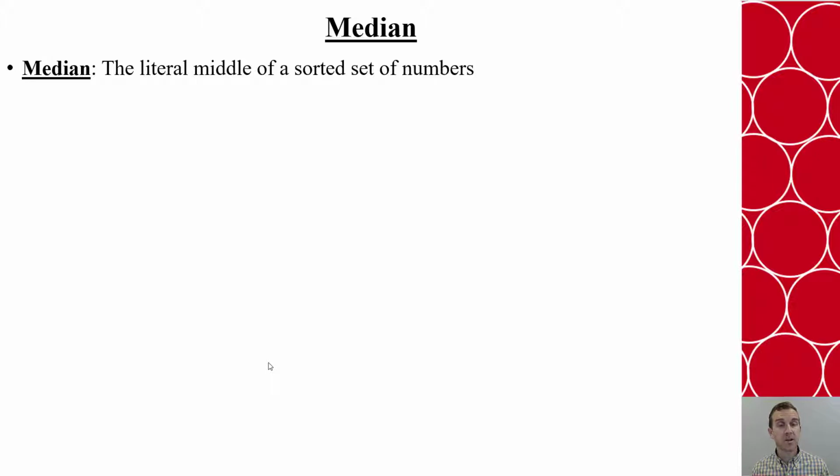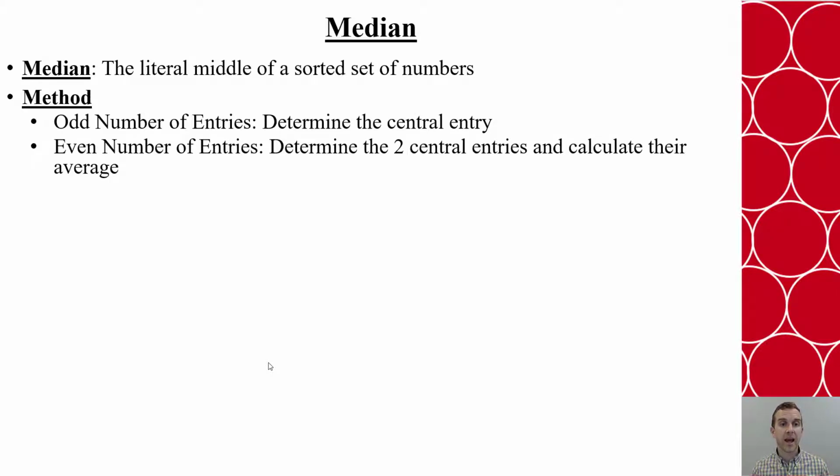The second measure is called the median, and this is the literal middle of a sorted set of numbers. So to find the median, we first have to order our data. Most commonly, that set of numbers is in order from least to greatest. Once it's in order, we then have to calculate: do we have an odd number of entries or an even number? If it's an odd number, it will be the most central entry that will leave an equal number of numbers on each side of that value. If it's an even number of entries, we take the 2 most central entries and calculate their average because the median is actually in between them.